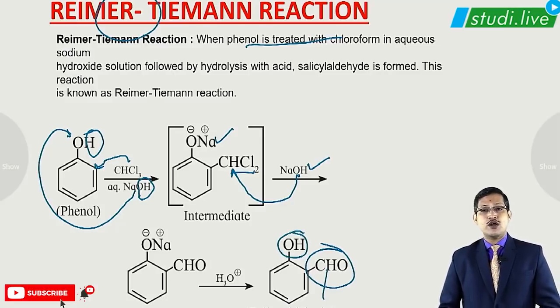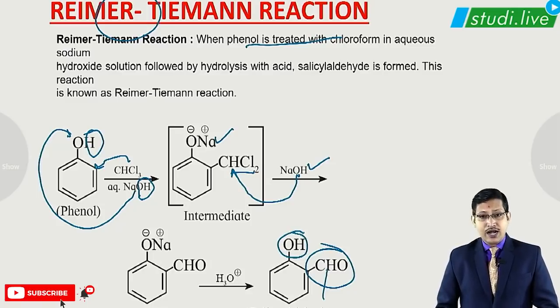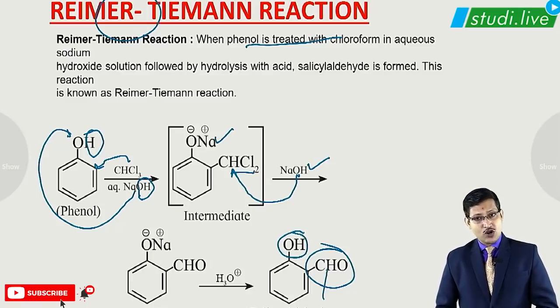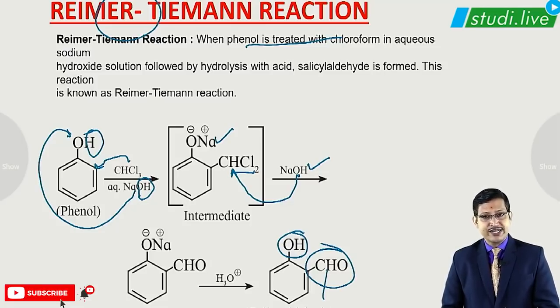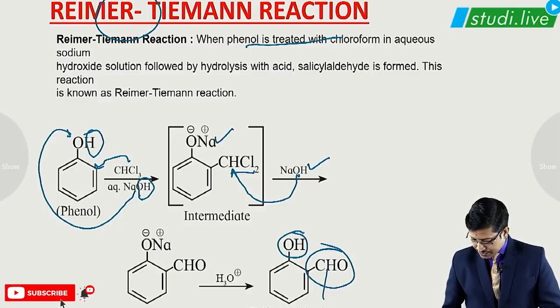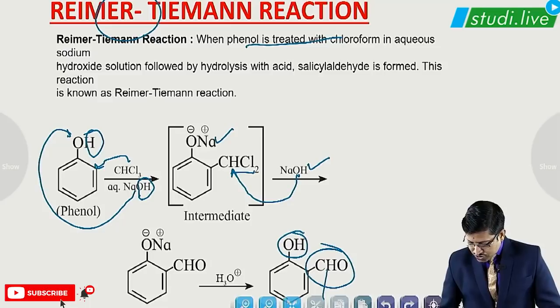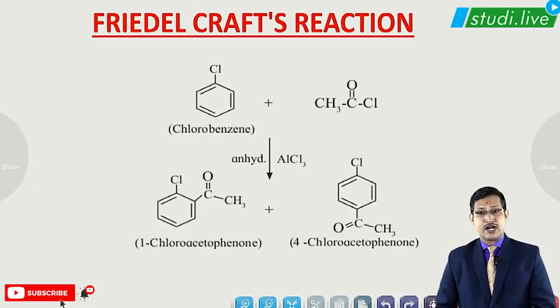So now this is called as salicyl aldehyde, or this compound can also be called as 2-hydroxybenzaldehyde. So in case of Reimer-Tiemann reaction, what we get? We get the formation of salicyl aldehyde, or it is called as 2-hydroxybenzaldehyde. The next reaction, that is Friedel-Crafts reaction.